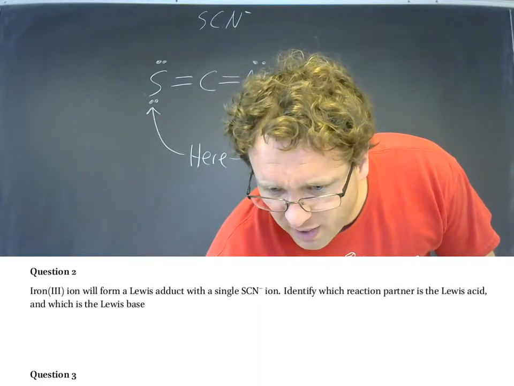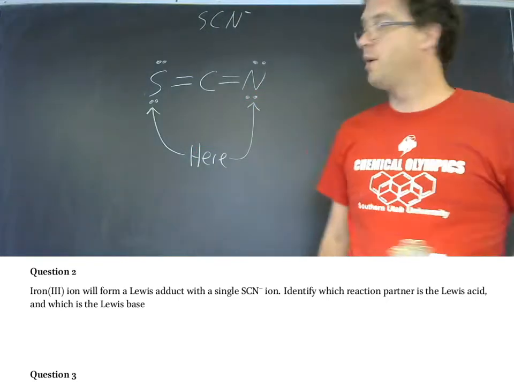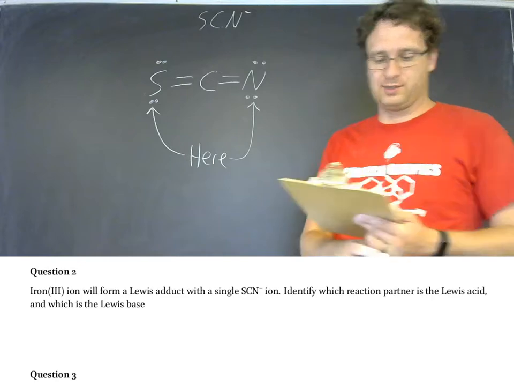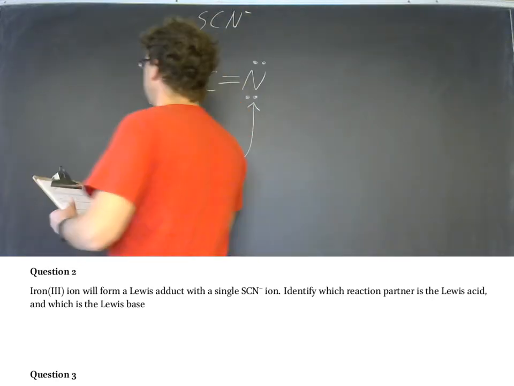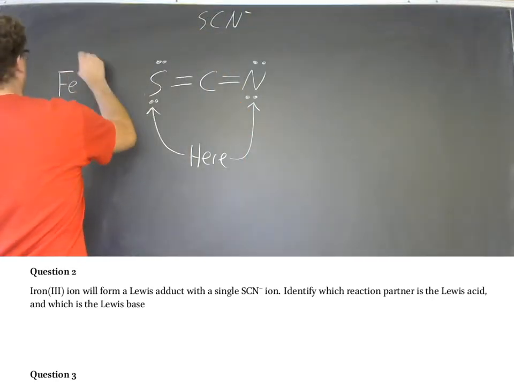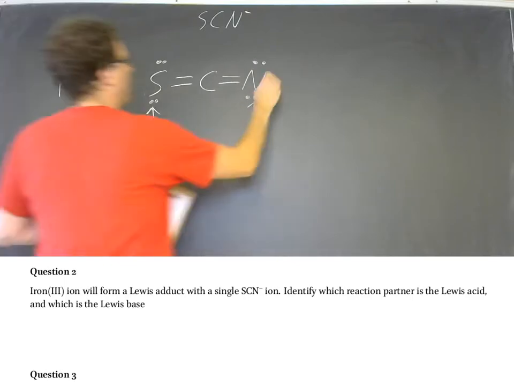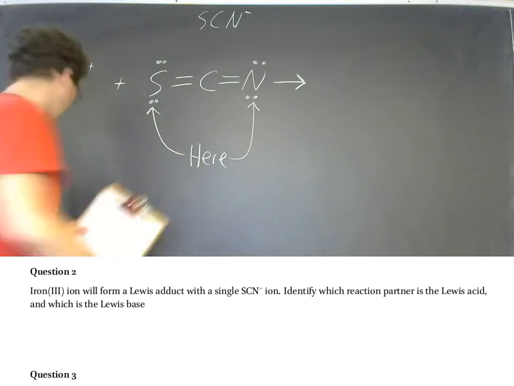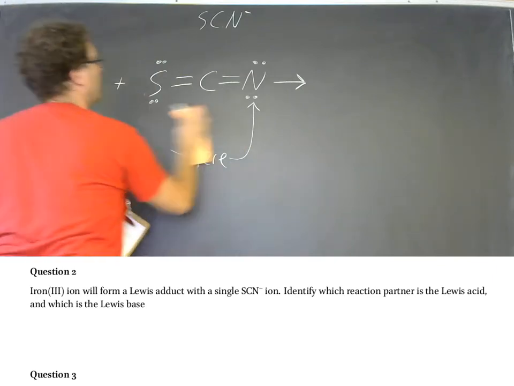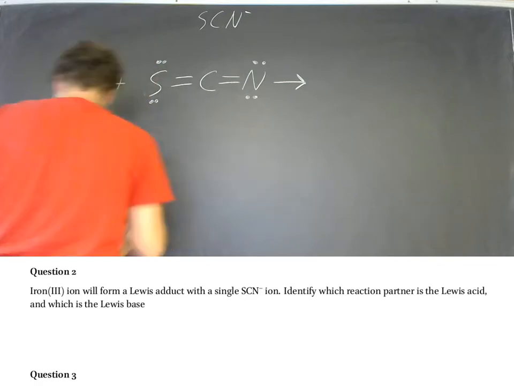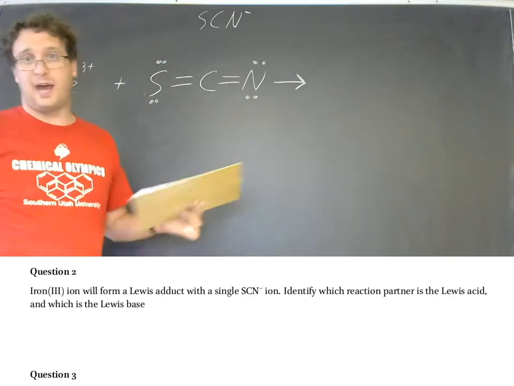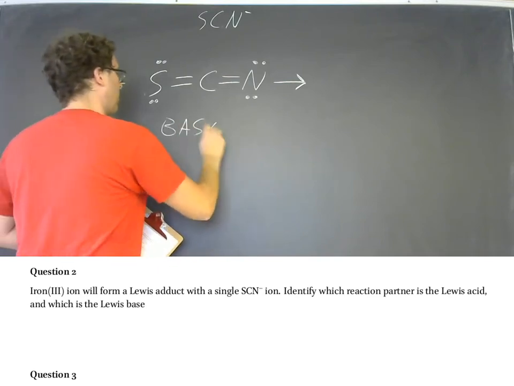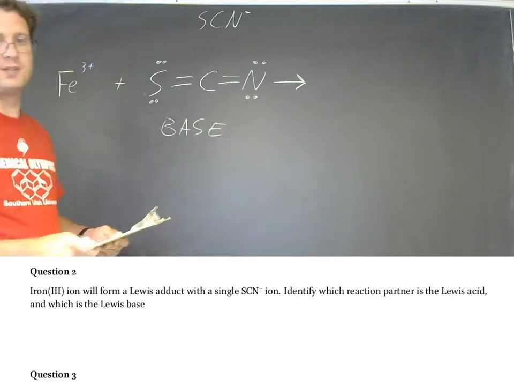Okay, iron 3 will form a Lewis adduct with a single SCN ion. Identify which reaction partner is the Lewis acid and which one is the Lewis base. So we'll put the Fe3+ ion here, and we'll build on this as we advance through the questions on this quiz. But we already said that thiocyanate would act as a Lewis base, so we can go ahead and put base there with some confidence. But how do we really know?